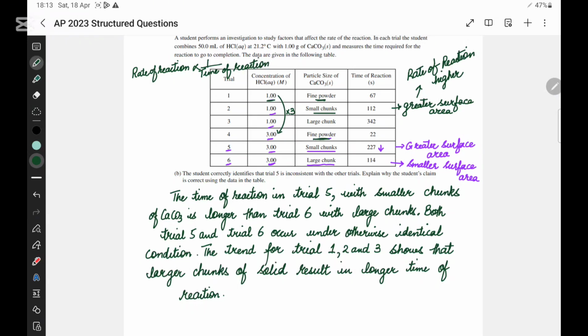And what we can see here is that if the concentration is increasing 3 times, then the time of reaction is going to become 1 by 3 times. Like 67 is going to become 22, so that is becoming 1 by 3 times the time of reaction. That means the rate of reaction has become 3 times. So when you are increasing the concentration of HCl by 3 times, the time of reaction has decreased by 1 by third time, and the rate of reaction increased by 3 times.